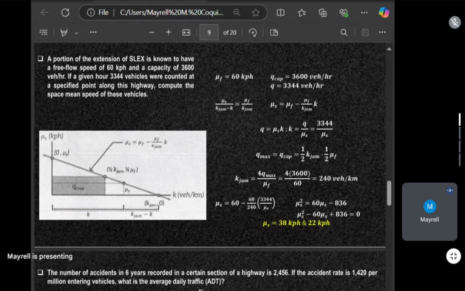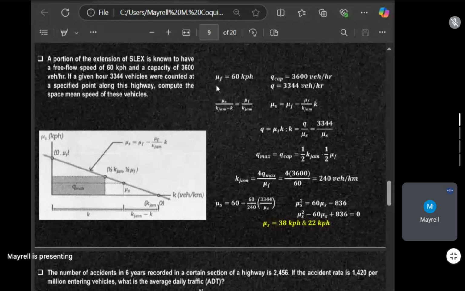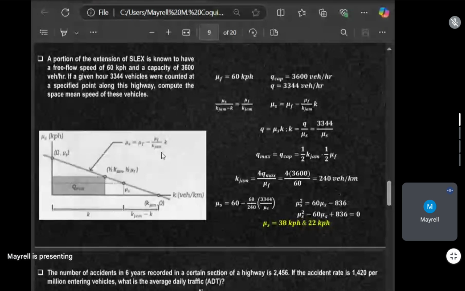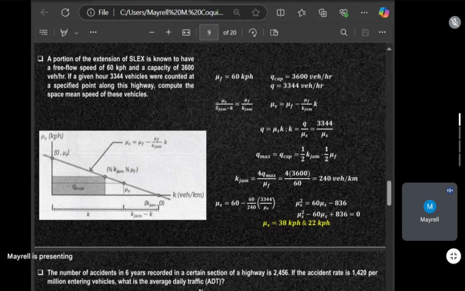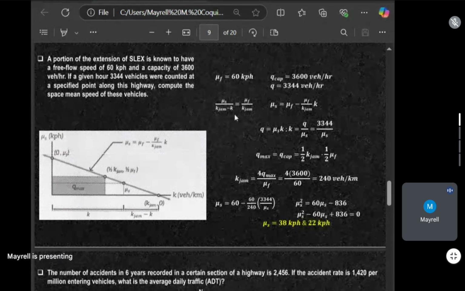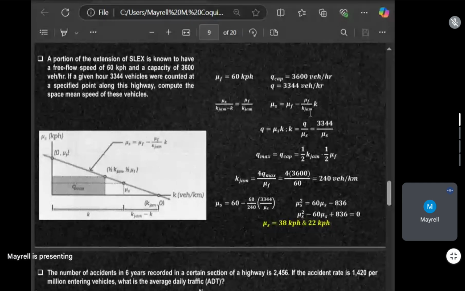Okay, so you have again the illustration of the Greenshields model. The given: mu f is 60 kph, q cap is 3,600 vehicles per hour, and q is 3,344 vehicles per hour. You have this formula from the Greenshields model: mu s over k jam minus k equals mu f over k jam. Then it will turn to this: mu s equals mu f minus mu f over k jam times k. So we can use that formula later.